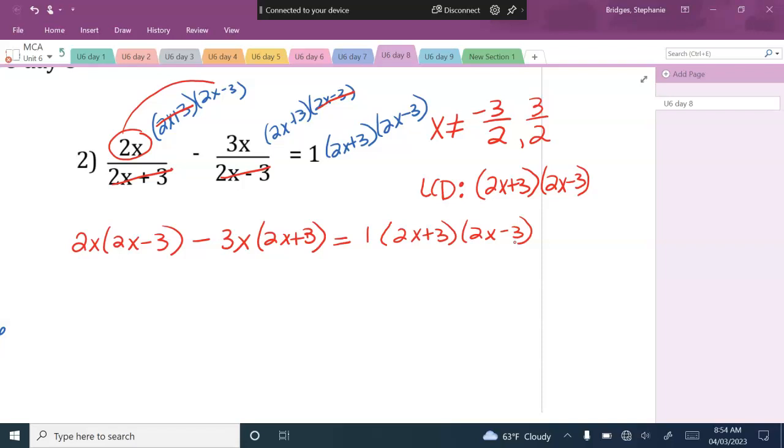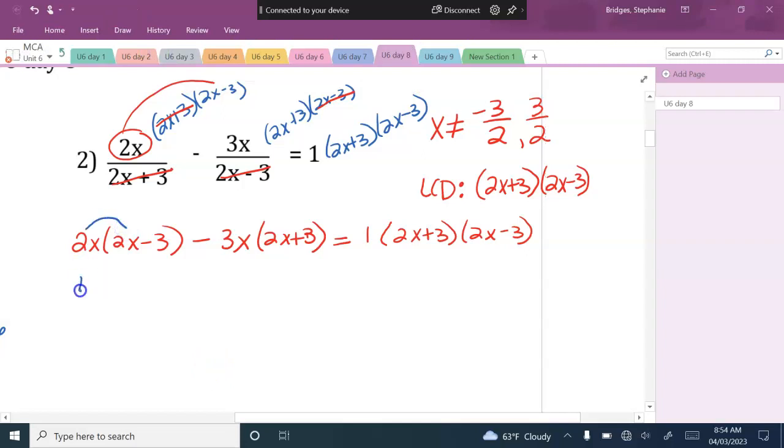So at this moment, does that equation look like it's ready to solve? No, it's got a lot of work that needs to happen: distributing, FOILing, multiplying. So let's start with the left side. I want to hold tight on the right side for just a second because I need to talk to you about that before we do it. But let's go ahead and distribute on the left side.